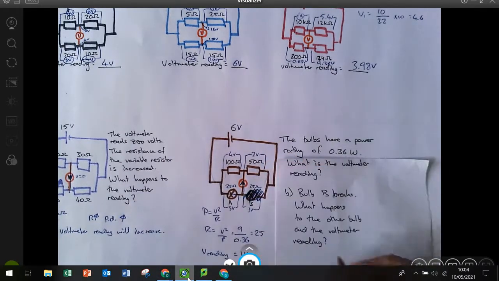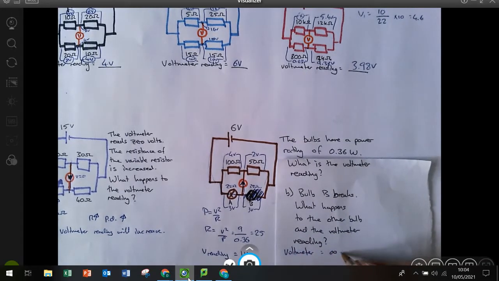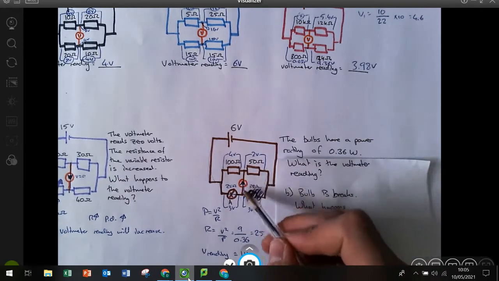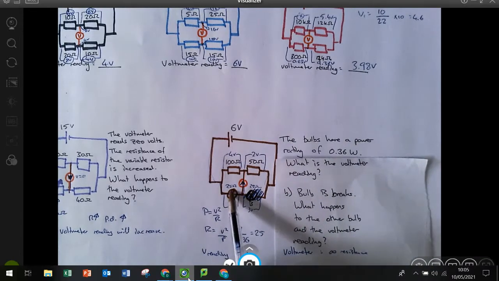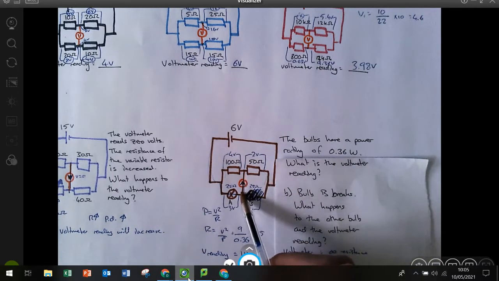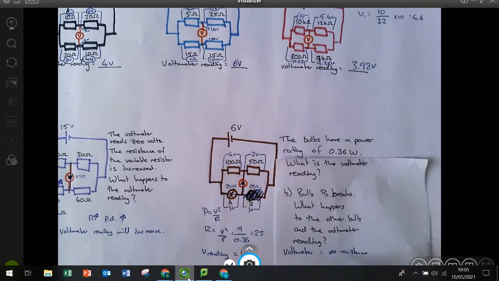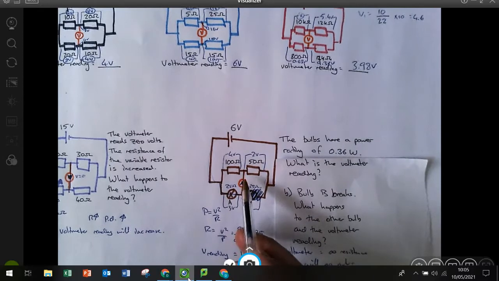A voltmeter has infinite resistance, or it has close to infinite resistance. So the voltmeter is going to get the biggest share of the volts. And the bulb is going to get basically 0 volts or very close to 0 volts. And because of such a high resistance here, it's not going to read a current at all. So there's going to be virtually no current at all. So the bulb will go out, because there's not enough current because the voltmeter has too high a resistance.